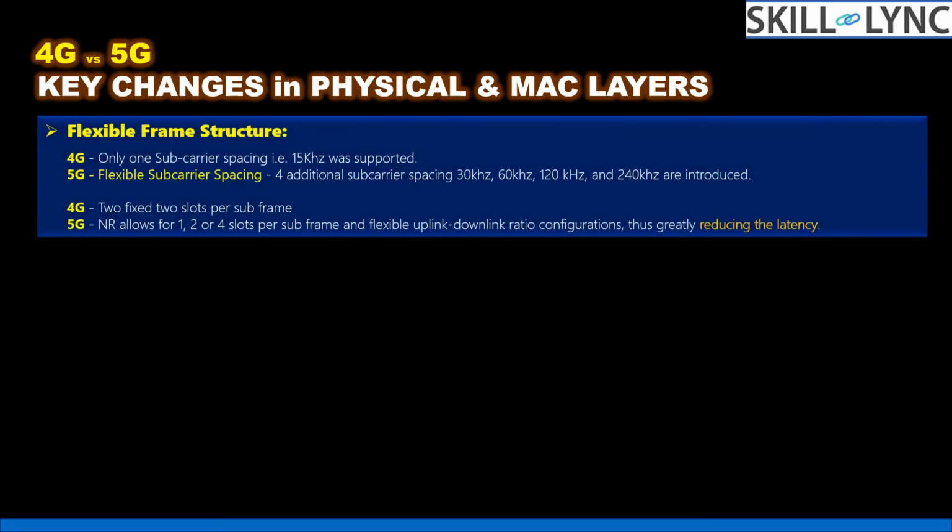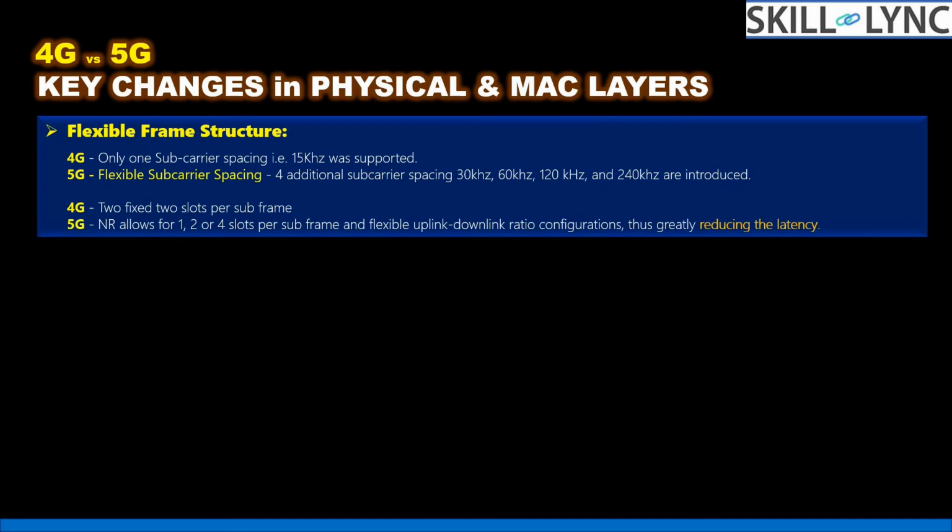Flexible frame structure. In 4G, only one subcarrier spacing, that is 15 kHz, was supported. But 5G NR introduces something more interesting. 5G brings in the concept of flexible subcarrier spacing.